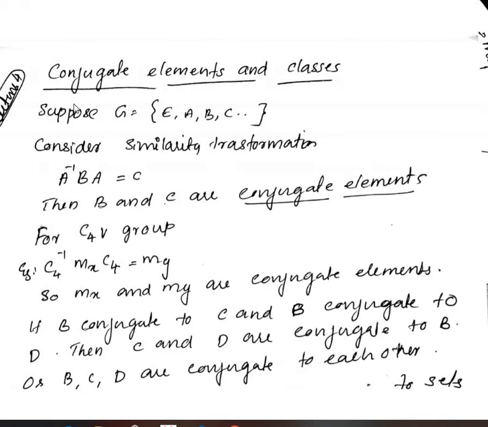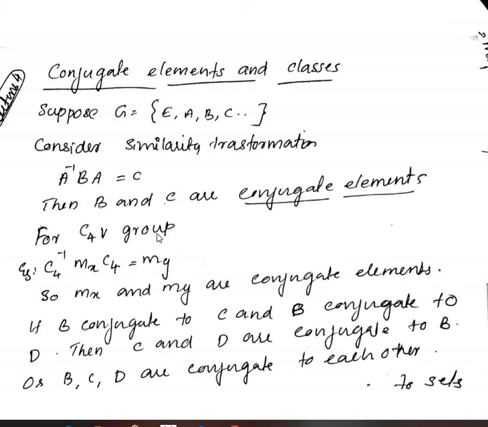Okay, let us discuss conjugate elements and classes. Suppose G is the group E, A, B, C. Now consider the similarity transformation, which is nothing but A inverse B A. Suppose an element A is used for the similarity transformation, A inverse acting on B, and you get C. So A inverse B A is equal to C. Then B and C are called conjugate elements.